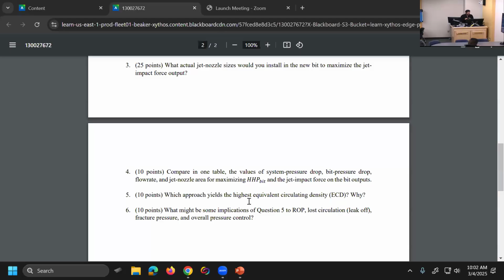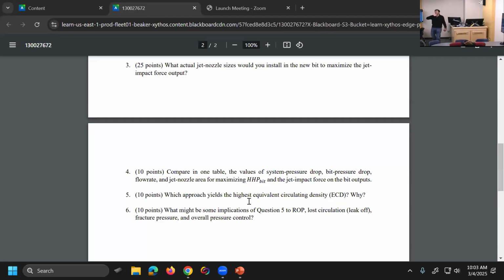Question number 5. What approach yields the highest equivalent circulating density and why? Okay, you need to think about that. What will yield the highest ECD? What is the ECD equation? It's gonna be ECD is the static plus the frictional losses in the annulus divided by 0.052 times the TVD of the bit.